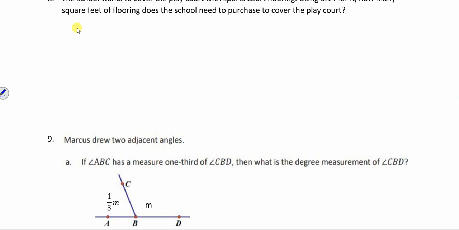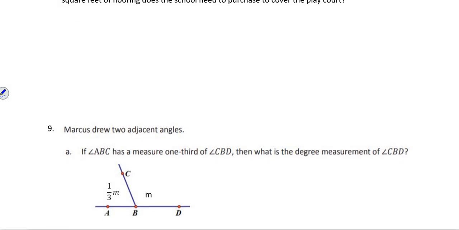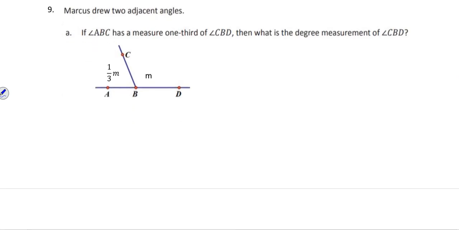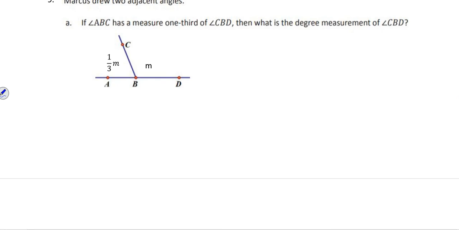All right, question 9. If the measure of ABC is 1/3 of the measure of CBD, then what is the degree measure of CBD? Well, I've already written this information in for you. We've got 1/3 M for ABC, M for CBD. But we need to find the measurement, so we need to know how many degrees each of these angles are.